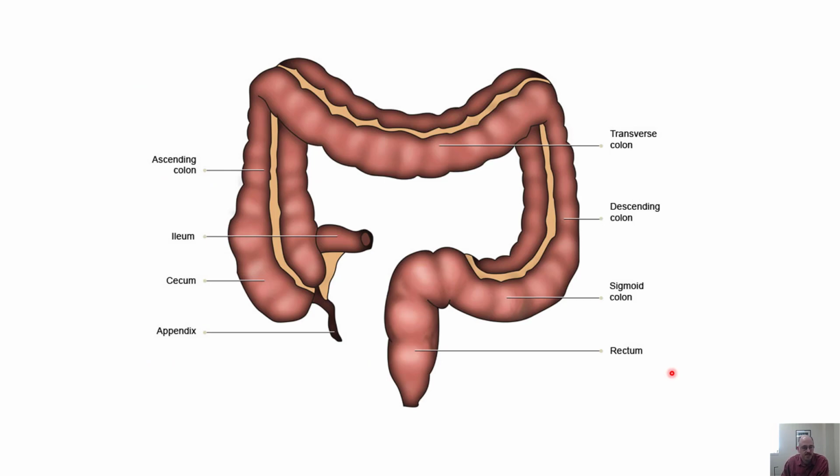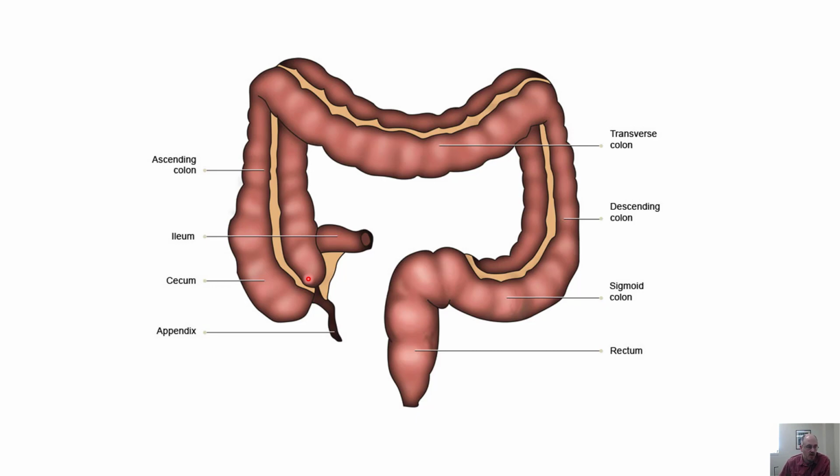All right, so here's the large intestine. Here's the ileum, the end of the small intestine. It enters into the large intestine. I want to show you a couple things here. This area right here is called the cecum. The cecum is typically an area where bacteria live that might aid in further breakdown of materials.